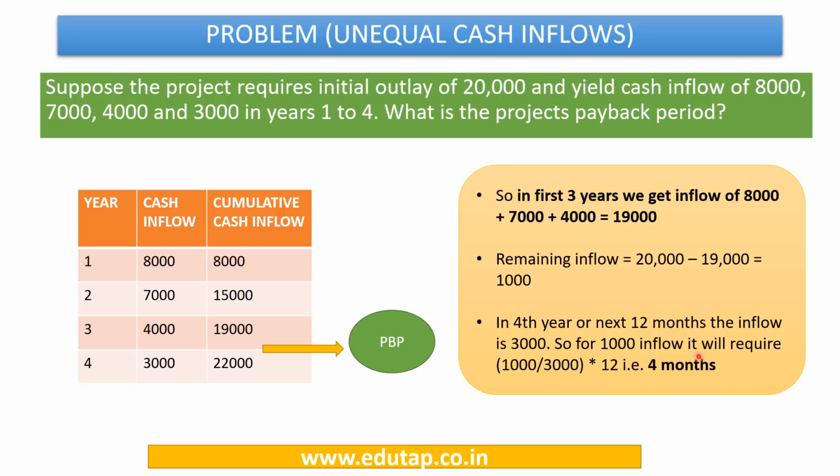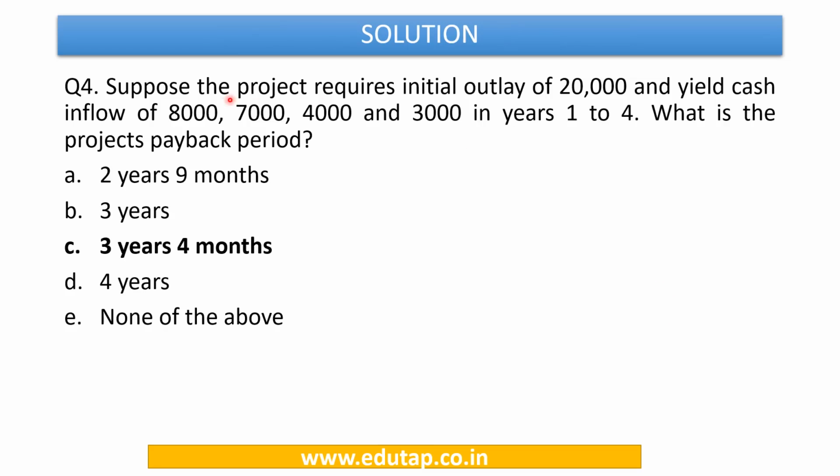This is very simple if you understand this one logically, that if you are recovering 3,000 in 12 months, you are going to recover 1,000 in 4 months. You can solve this one just using the unitary method. So your payback period is going to be 3 years and 4 months. So this is very simple. So now you can solve this question: the payback period for this project is going to be 3 years 4 months, and the answer is going to be option number C.